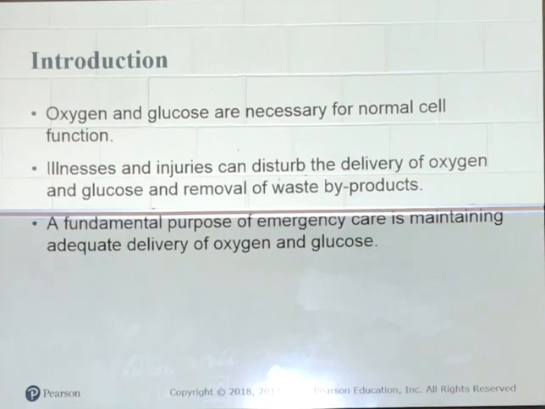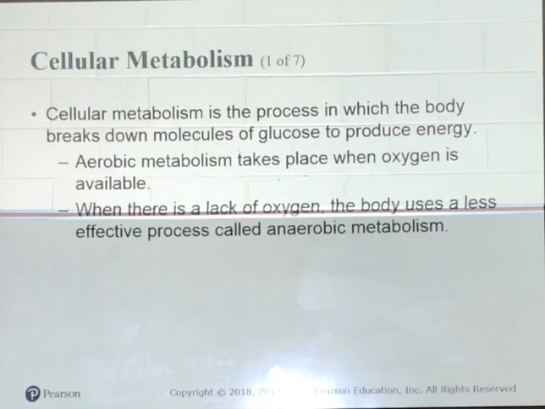One of the most fundamental purposes of emergency care is maintaining adequate perfusion of body cells to ensure continuous delivery of oxygen, glucose, and removal of waste byproducts. These basic molecules, which are oxygen and glucose, are necessary for normal cell metabolism and function. Alright, cellular metabolism is also known as cellular respiration. It is the process in which the body breaks down molecules of glucose to produce energy for the body.